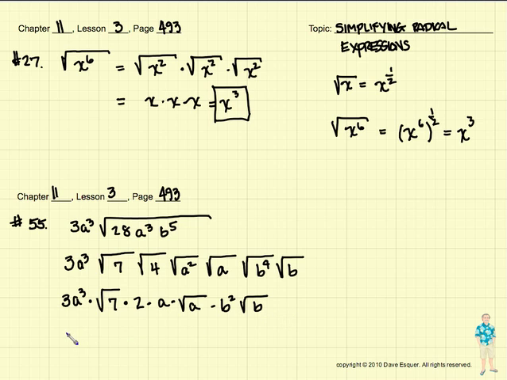And what we can do is combine everything. We can make this 3 times 2 is 6, a to the 4th, b squared. And under the radical, we can stick everything else we have left, 7, a, and b. There's our answer.